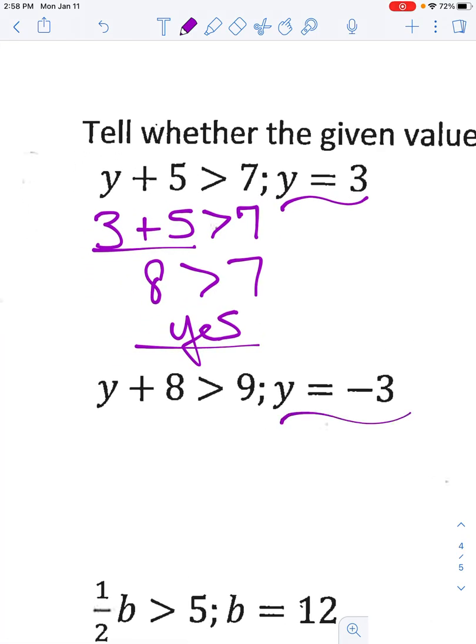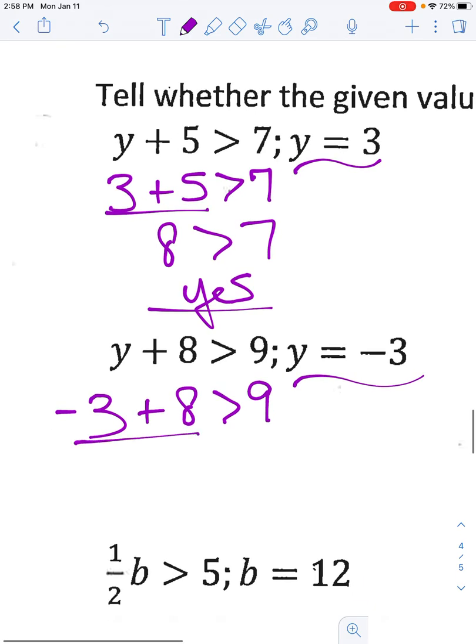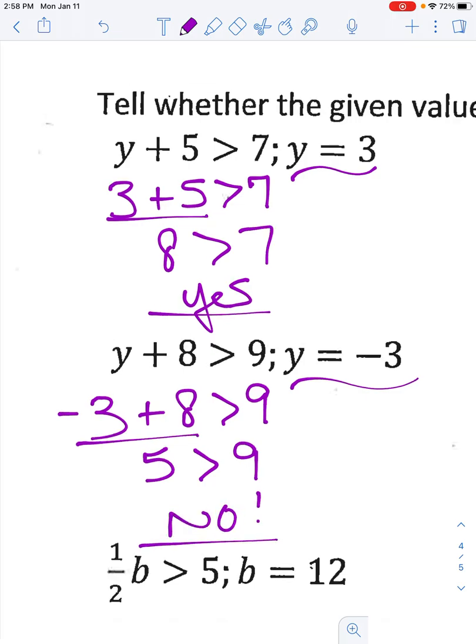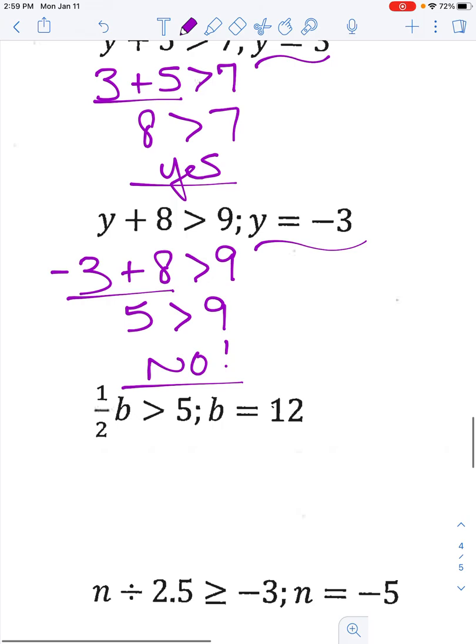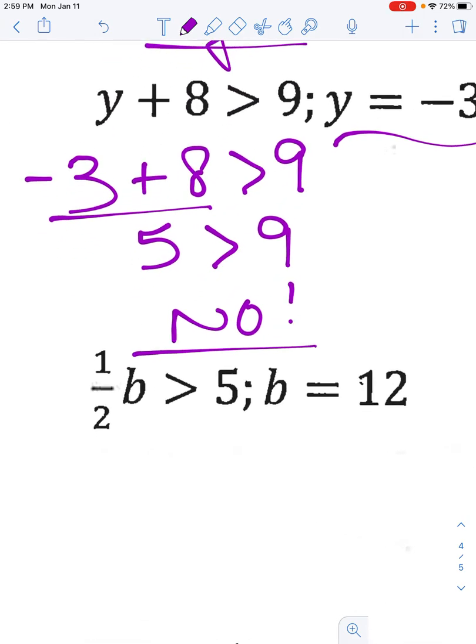Let's go down. Y plus 8 is greater than 9. Can y be a negative 3? Plug in negative 3 for y, and you should be substituting first. Different signs. The difference is 5. There's more positive, so it's a positive 5. Is 5 greater than 9? No. So your answer is no.